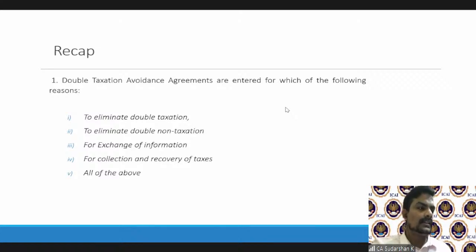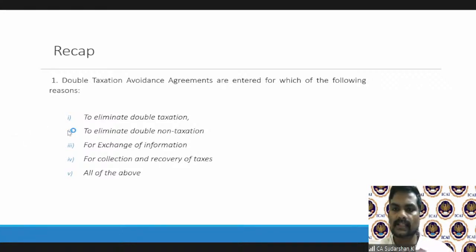Question number 1, they are entered for, the answer is pretty straightforward: not only to eliminate double taxation, they are also entered into, as section 90 gives powers to the central government to enter treaties or agreements for double non-taxation as well. Over a period of time, thanks to the advent of multinational enterprises and globalization, there are lots of tax havens, thereby moving from avoiding double taxation to a situation where we need to avoid double non-taxation, that is, paying tax nowhere. To avoid it, countries have also entered into treaties. We look into that. And exchange of information, collection and recovery of taxes, all of the above.